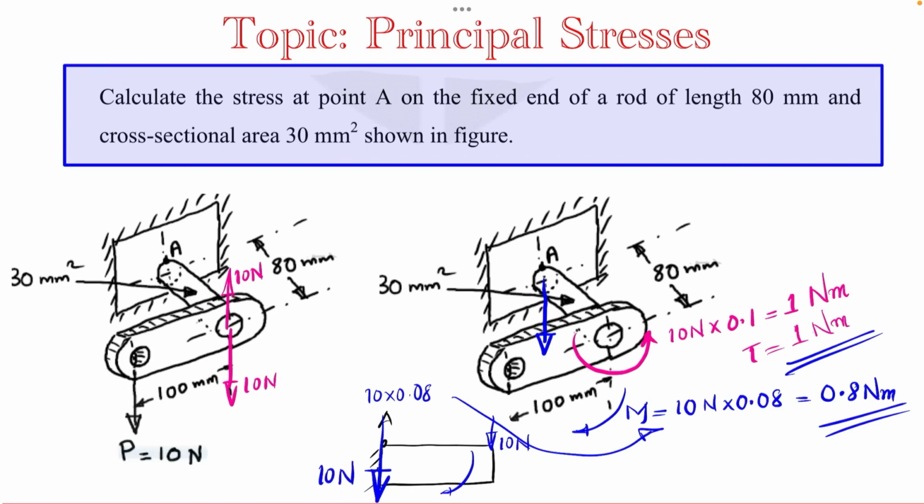We usually neglect the effect of these transverse forces because the stress created by them is too low. So for this analysis, we will take only the effect of this torque of 1 Newton meter and this bending moment of 0.8 Newton meter. Based on this torque and bending moment, we will evaluate the principal stresses at this point.